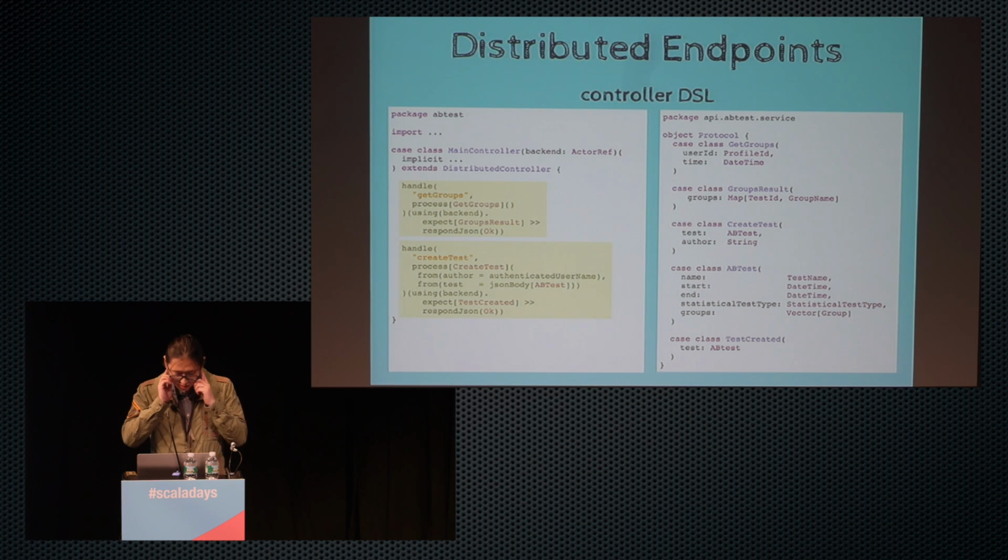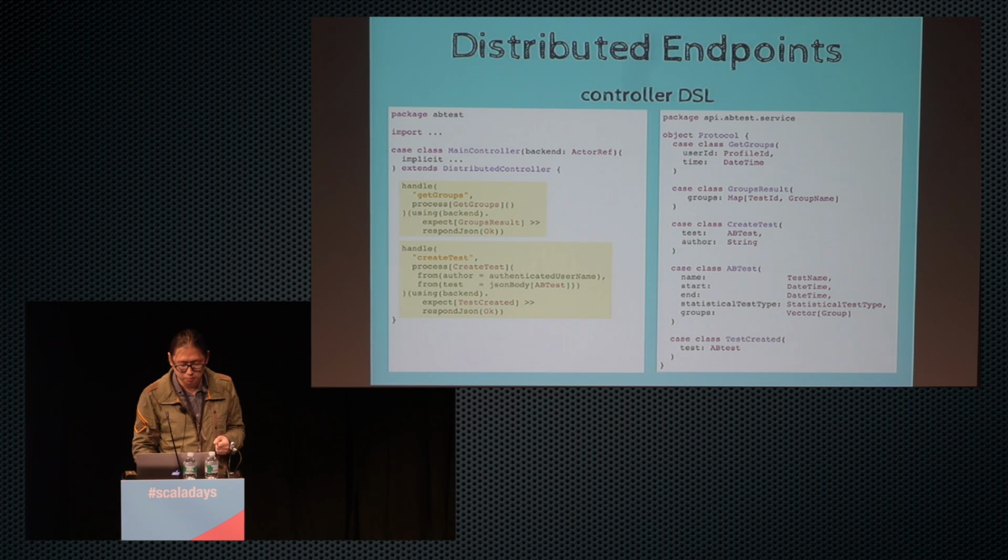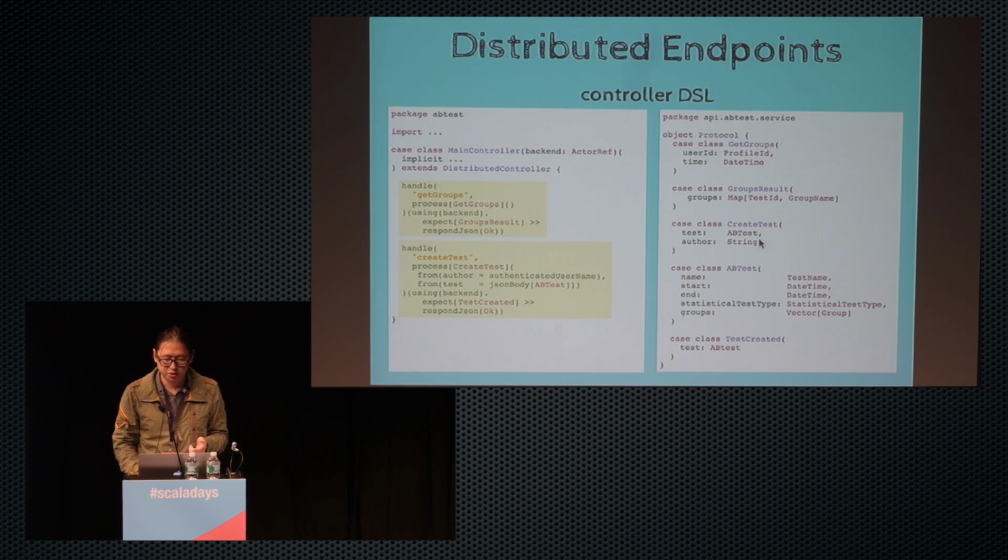So let's look at the next example, which is create test. This service is about creating A/B tests. It's an A/B test service. So you can create a test. You can say, okay, given a user, which A/B test groups this user is in. And for the create test endpoint, we can look at this example. So create test says process create test, and that is actually a case class, as you can see here. And it takes two fields. One is the author, the other is the A/B test.